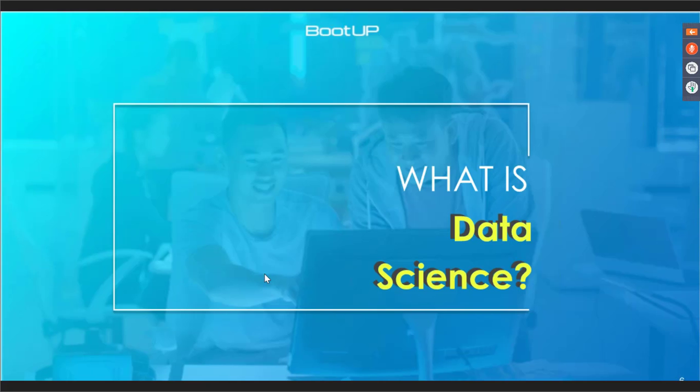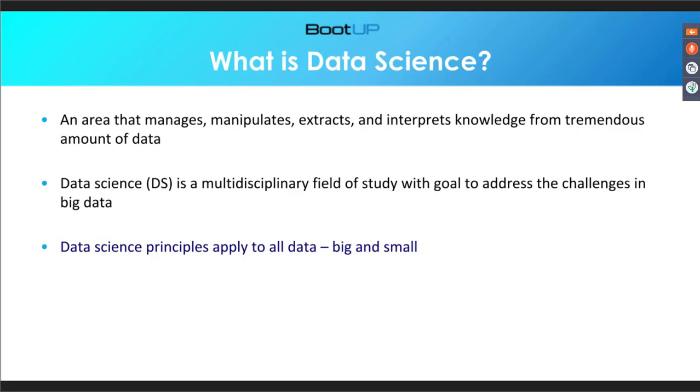Now, what is this data science all about? Let us try and understand. An area that manages, manipulates, extracts, and interprets knowledge from a tremendous amount of data. You've already seen the amount of data which we have. So we understand that with all this data, we are able to do a lot more things. Data science is a multidisciplinary field of study with the goal to address the challenges in big data.